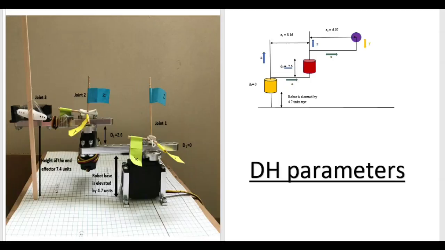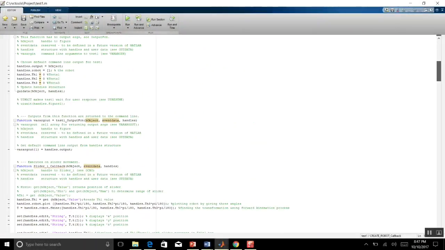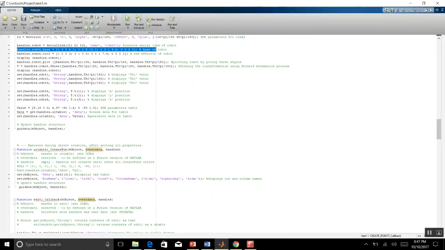The alpha value is 0 since frames 1 and 2 are parallel, and between frames 2 and 3 it is 90 degrees. Since there is a rotation, d3 is calculated by calculating the distance between the x-axis of frame 2 and frame 3. This is the MATLAB code for our program, and these are the x, y and z values of the base of the robot with respect to the end effector.